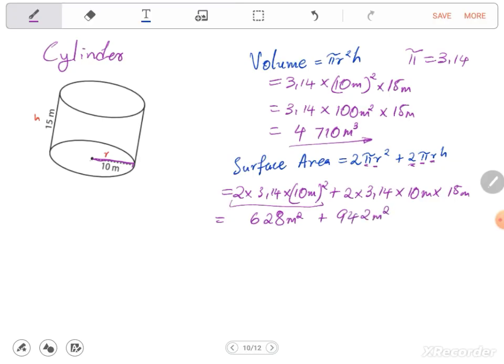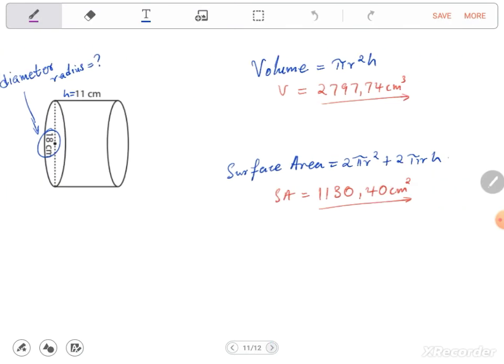So that's it when we're doing the simplification. And when we add the two numbers, which will be 628 plus 942, the answer will be 1,570 meters squared. So that's what we get for the surface area. So the volume is 4,710 cubic meters, whilst the surface area will be 1,570. So in the next one, I want you to pause the video and try this one yourself.